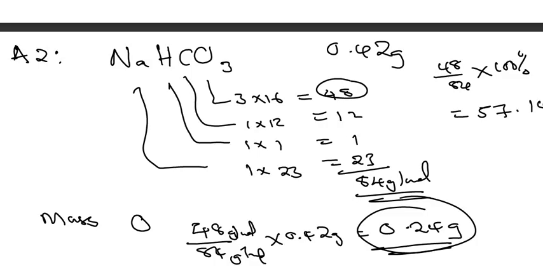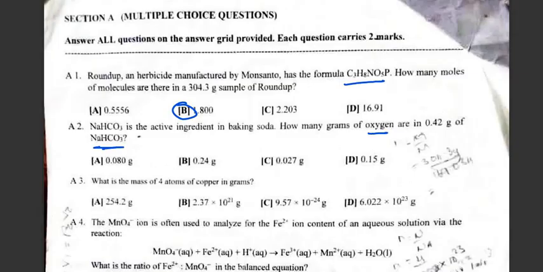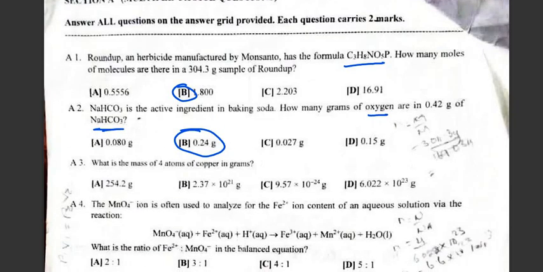If this is the percentage, then someone will say you get 57.14 over 100 times the 0.42, because the whole thing is out of 100. You multiply 57.14 times 0.42, then divide by 100. You still get the same answer, which is still this. However you do it, the outcome has to be this. So our option here is 0.24. So our answer there is B as well. That's number 2.